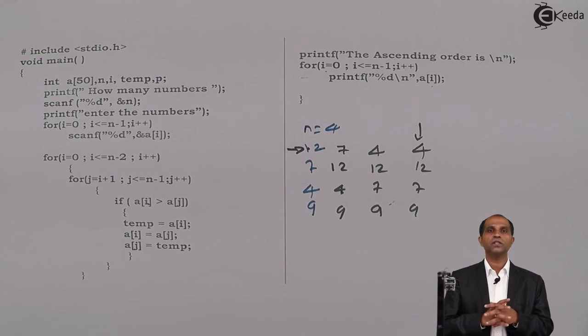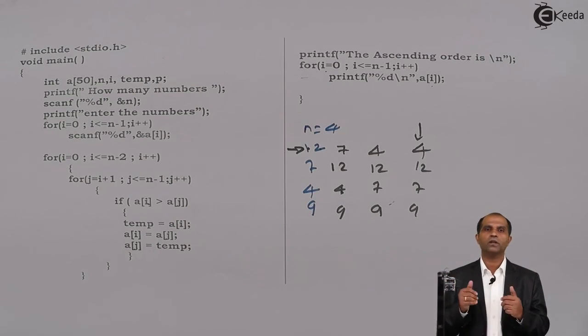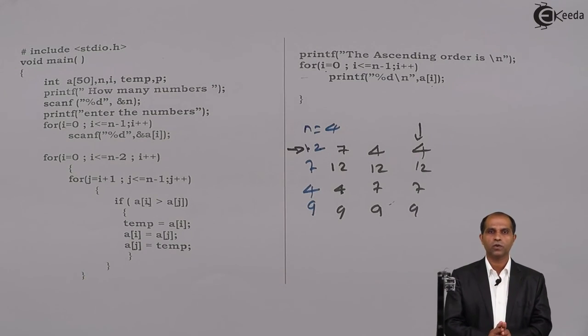That is how we carry out the sorting of arrays. I is the strip, J is the comparison, A of I, A of J. I goes from 0 to n minus 2, J goes from I plus 1 to n minus 1. In all future programs, when sorting is used, we will stick to this particular rule itself.